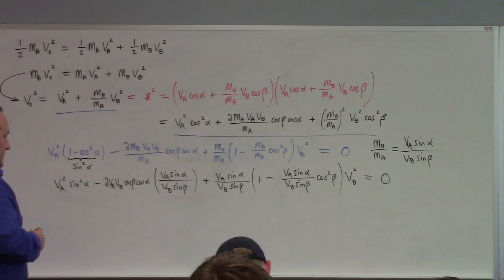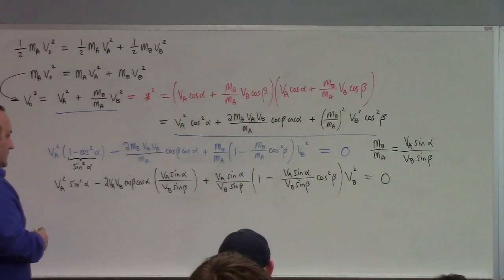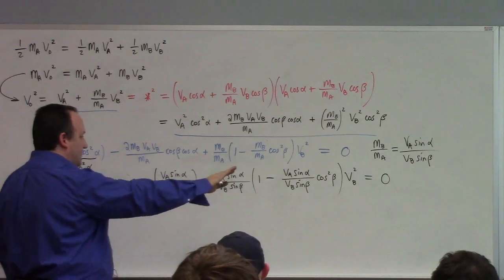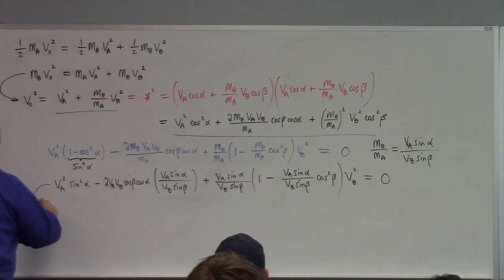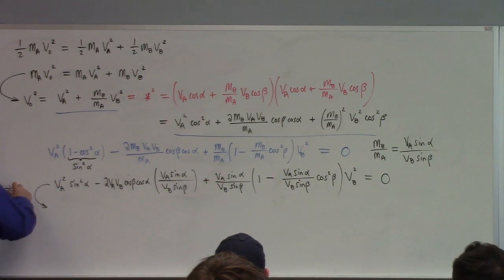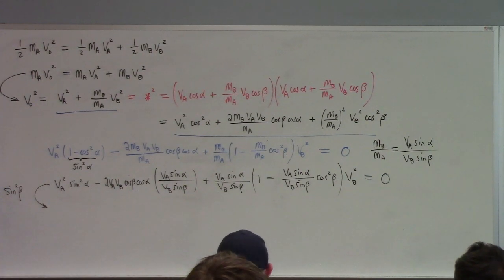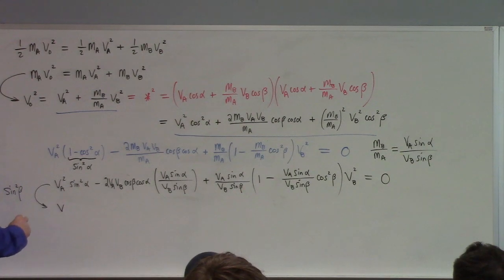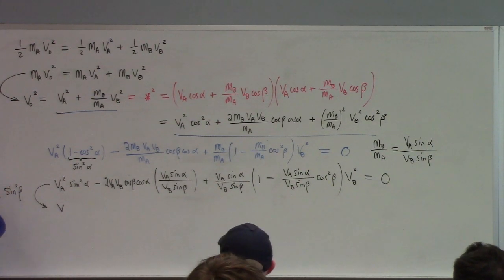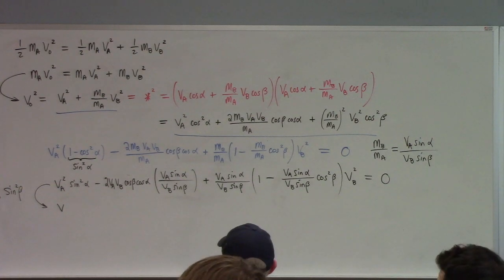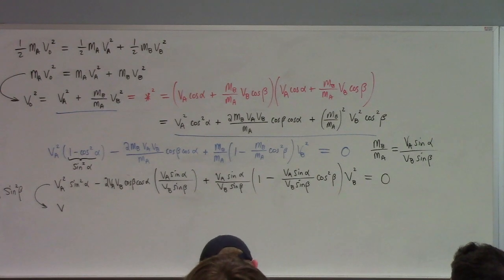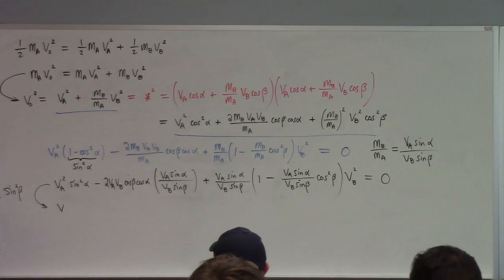Let's see here. What if I... Well, this probably can be simplified, but let me just multiply the whole thing by sine squared beta. If I multiply by sine squared beta, I probably need to multiply by VB squared sine squared beta if I had to guess. What are the odds we're still on the right track? Pretty good.